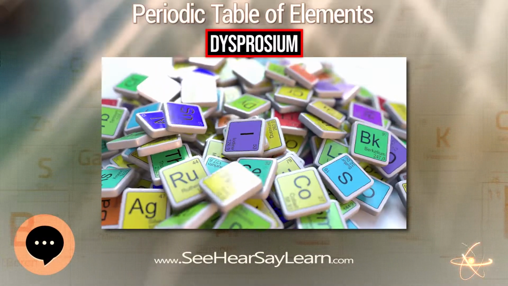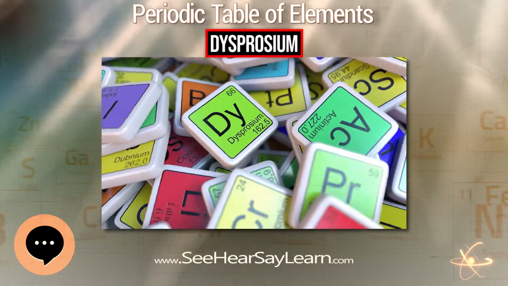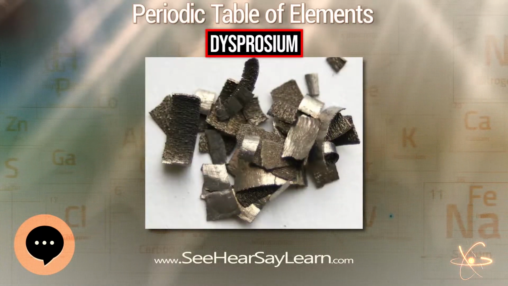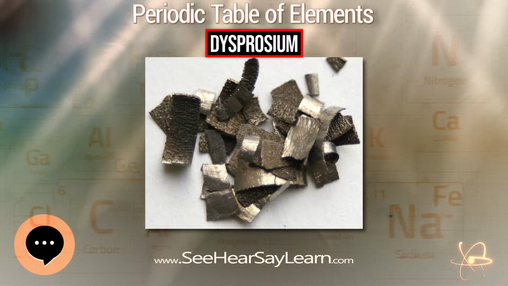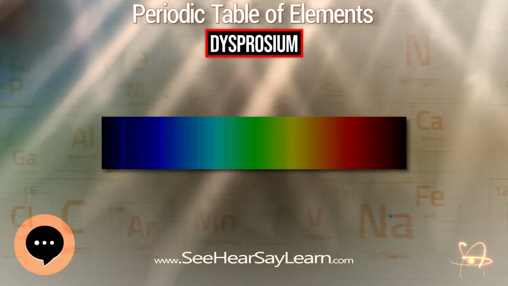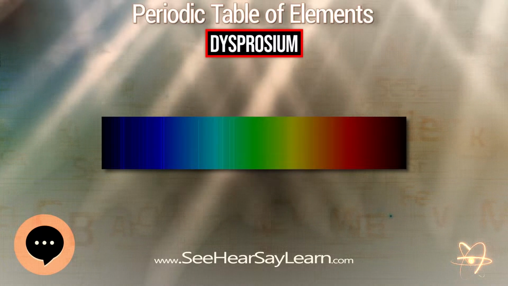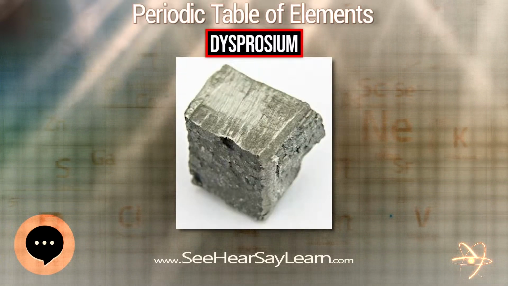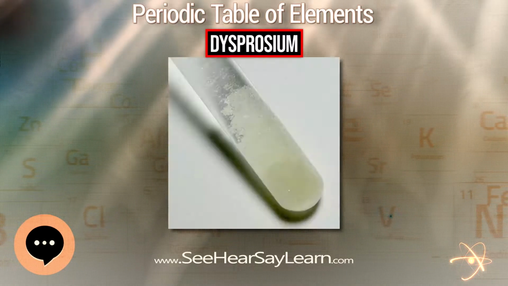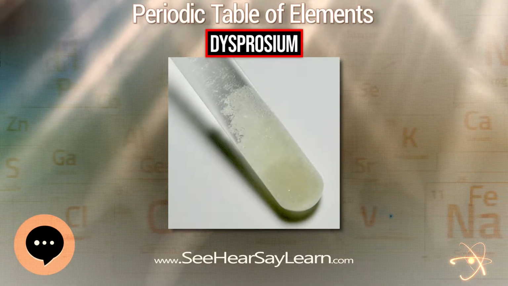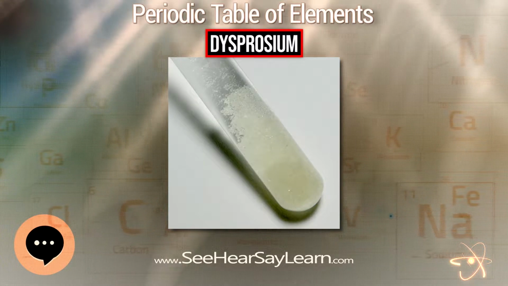Dysprosium. Dysprosium is a chemical element with symbol Dy and atomic number 66. It is a rare earth element with a metallic silver luster. Dysprosium is never found in nature as a free element, though it is found in various minerals, such as xenotime. Naturally occurring dysprosium is composed of 7 isotopes, the most abundant of which is 164Dy.